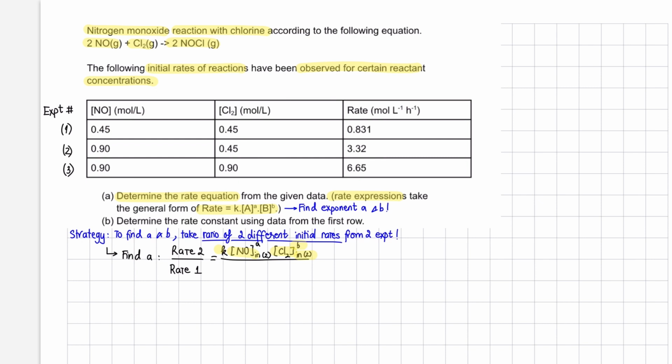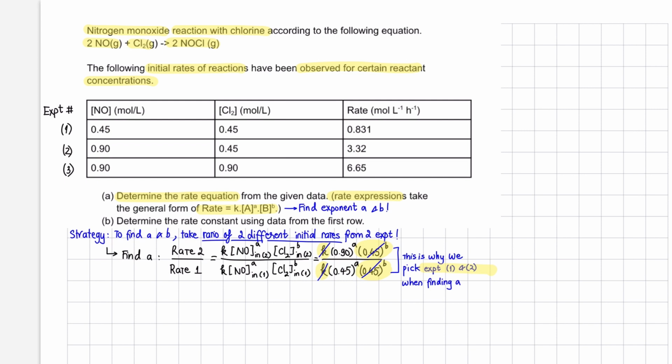Now, let's also expand rate 1. Rate 1 is K times concentration of NO in experiment 1 to the power of a times concentration of Cl2 in experiment 1 to the power of b. Next, let's substitute in the numbers. On top, that's K times 0.90 to the power of a times 0.45 to the power of b. On the bottom, that's K times 0.45 to the power of a times 0.45 to the power of b. Here we see that K and 0.45 to the power of b appear on both top and bottom of the fraction, meaning that we can cross them out.